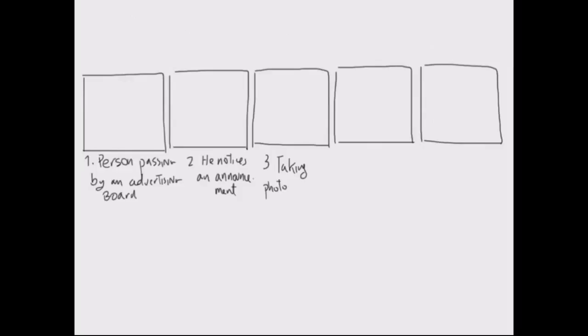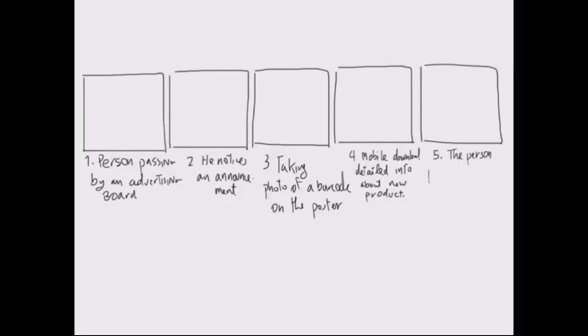We can draw an example. First you draw a frame, and you start to write down. For example, number 1, the person passes by, looking at the advertising board, and number 2, he notices an announcement on the board, and he takes a photo of the board. For number 3, the process uses a barcode, and number 4, then you download the information from the barcode that it already has, and then he turns over and walks away.